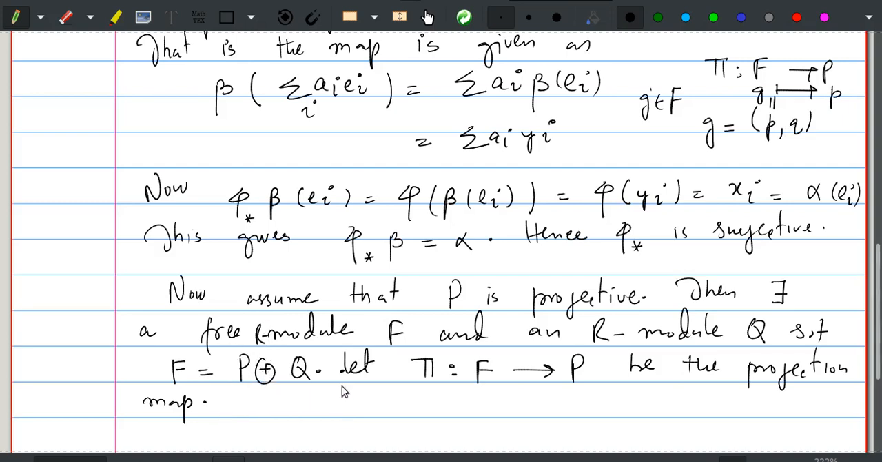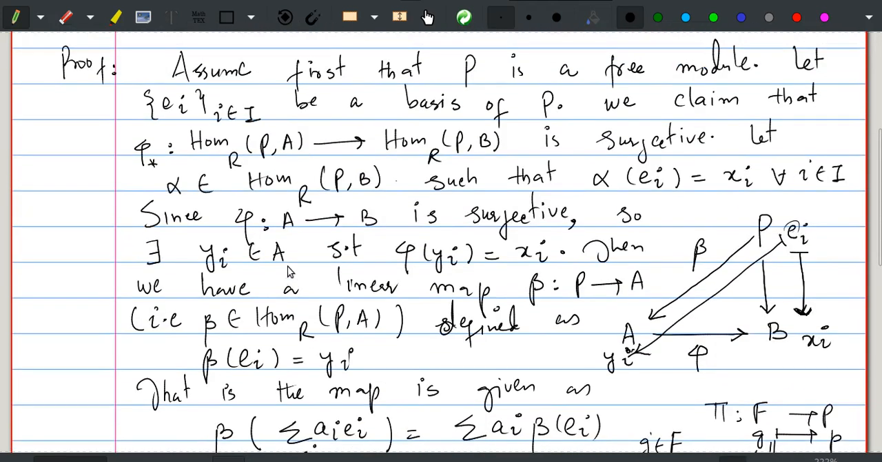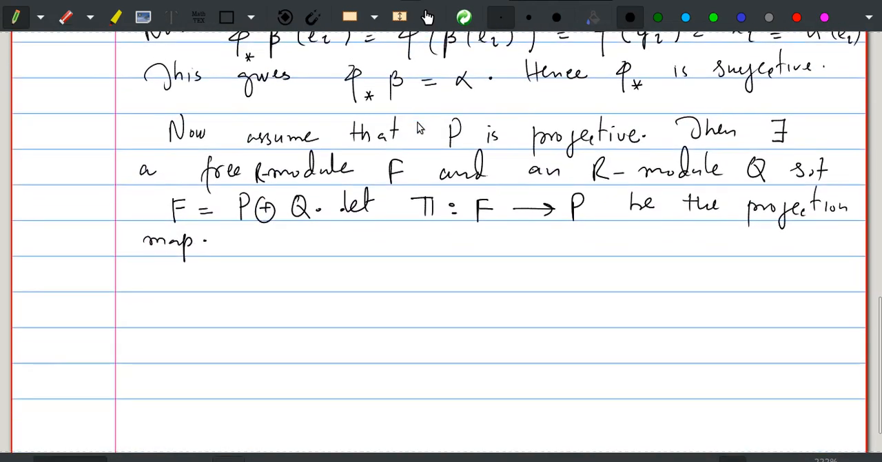So now what we have to prove? We have to prove this phi star is surjective. We have to prove this phi star here, this is surjective. For that we choose an element here. So let us choose an element. So let alpha be in Hom(P, B).